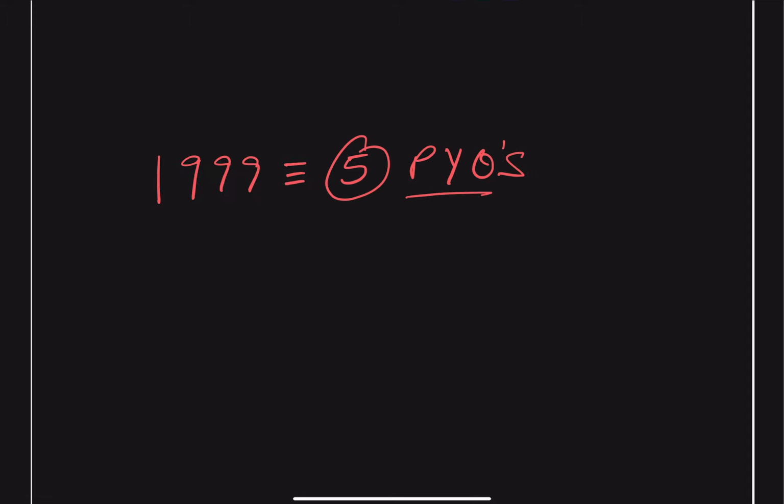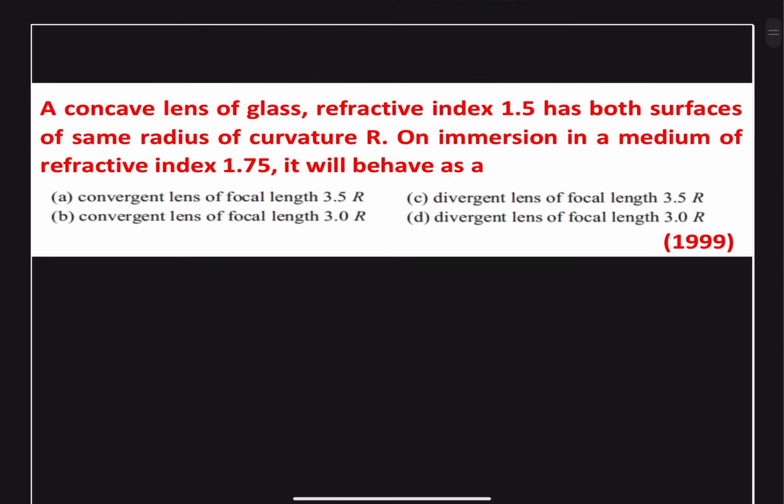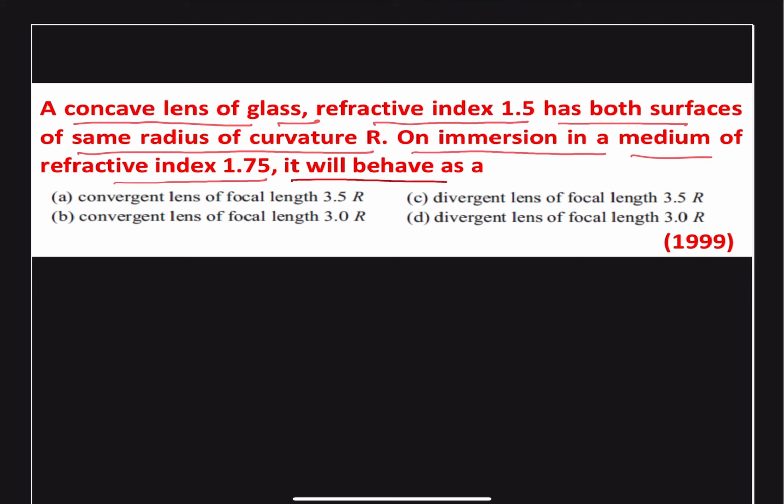Hello friends, so today we are going to solve the questions from the year 1999, and there are a total of 5 questions from the year 1999. In the first question, it is given that a concave lens of glass, refractive index 1.5, has both surfaces of the same radius of curvature r. On immersion in a medium of refractive index 1.75, it will behave as.